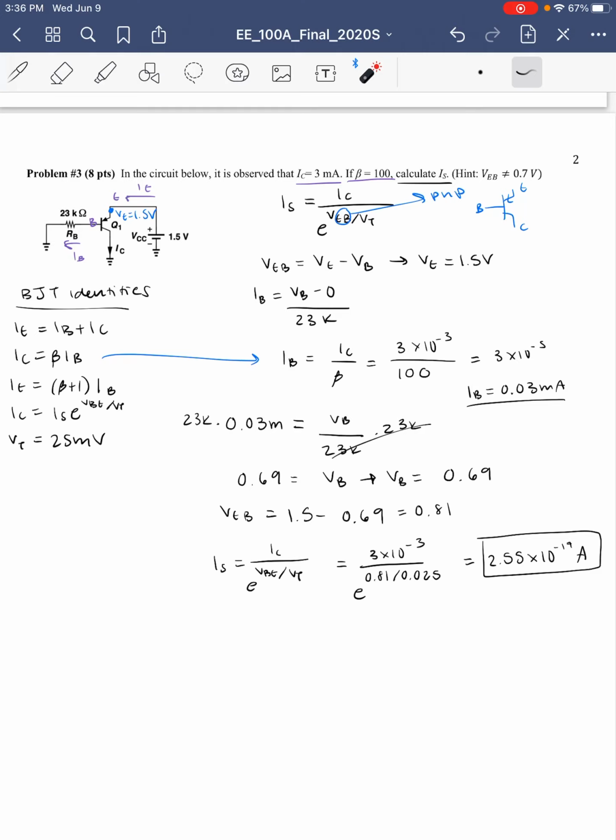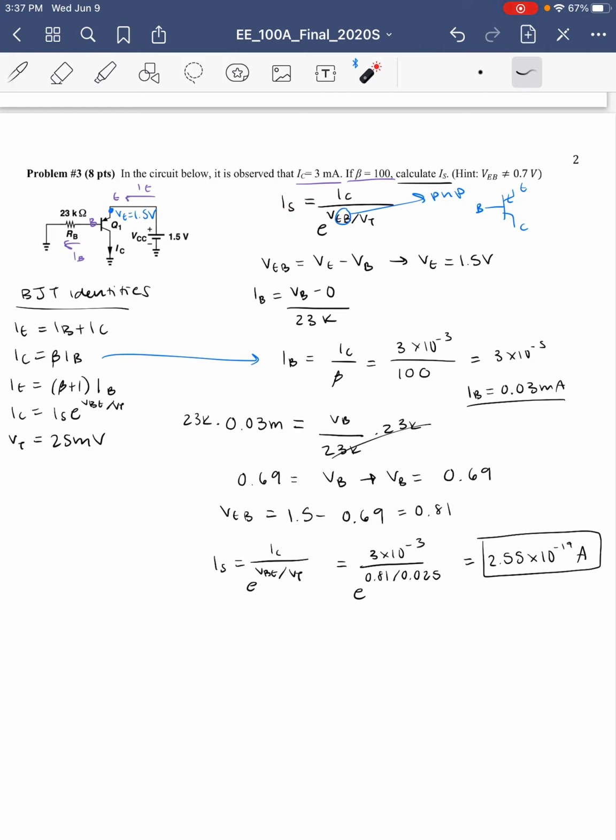So if we rearrange the equation to find the saturation current, we get the equation that looks like this. And instead of using VBE, we're going to use VEB, because we can see by the way that the arrow is pointing that this is a PNP transistor, so the current flows from the emitter to the base. So we are given IC, we know what VT is, it's 25 millivolts, but we don't have VEB, which we need to find the saturation current. So first we need to find what VEB is.